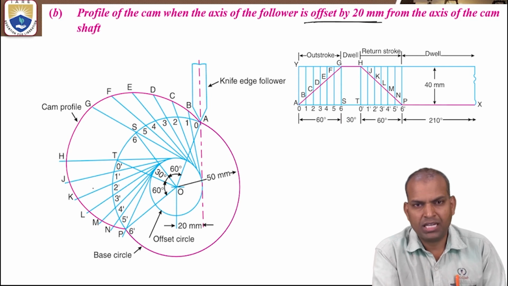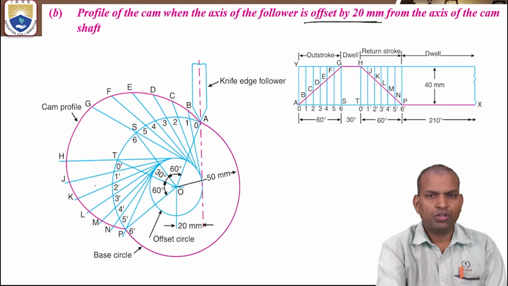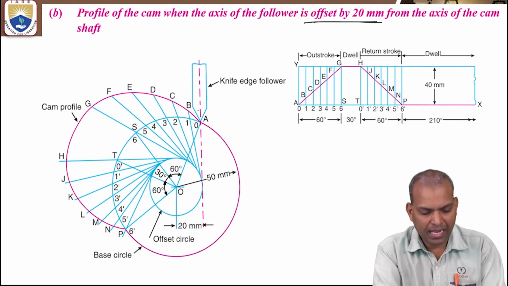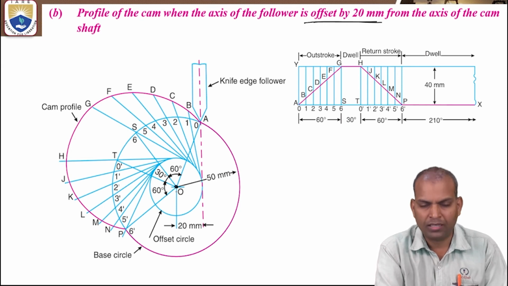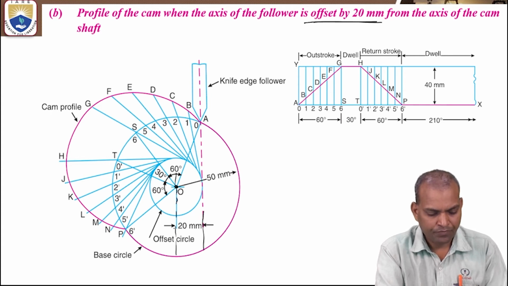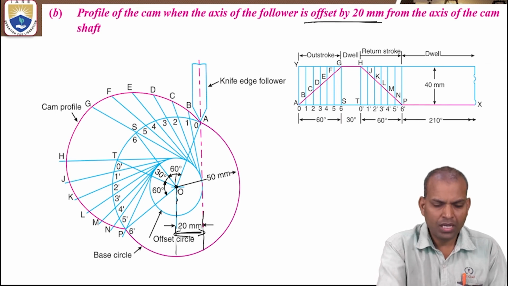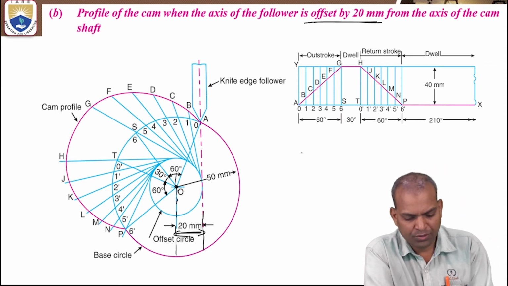Now the condition is that it is offset by 20 millimeter. That means the axis of the follower is not passing through the center of the cam. This is the offset distance. Okay. Now how are we going to draw? Let us begin.